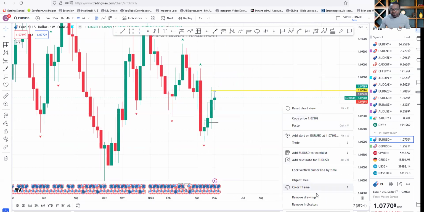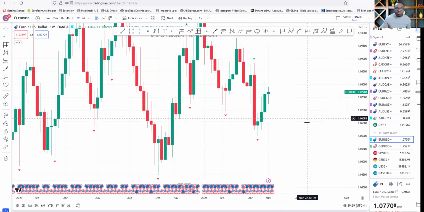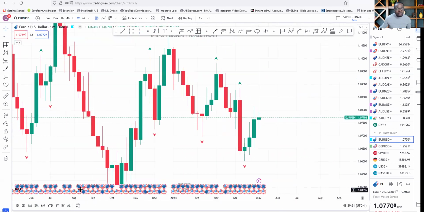So I'm going to remove every drawing that I've ever done on this chart just to make it plain. All of these maps and symbols you see at the bottom are reports, because when I do my back test, I always look at what happened and what to expect. Even when I'm forward testing, I want to also see what to expect when the news report is released.